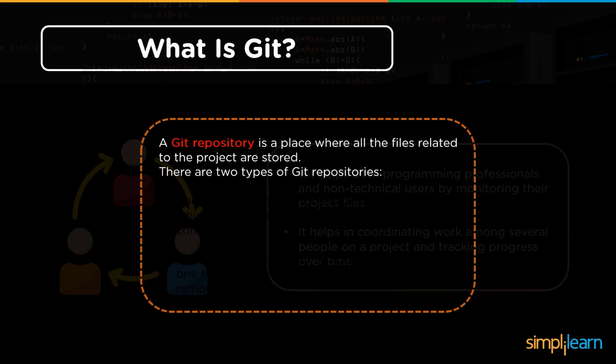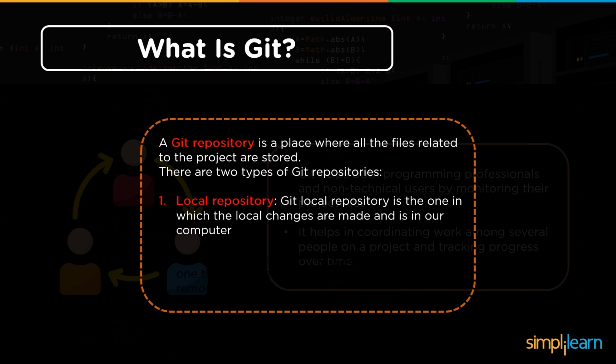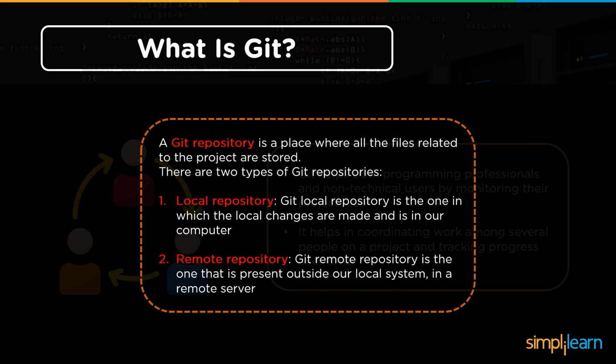So what exactly is a Git repository? A Git repository is a place where we keep all the files related to our project. There are two types of Git repositories: one is the local repository and one is the remote repository. When we work with the Git version control system, we have a central remote repository which is available on the Git server. This is not present on the local system; it's a remote server.